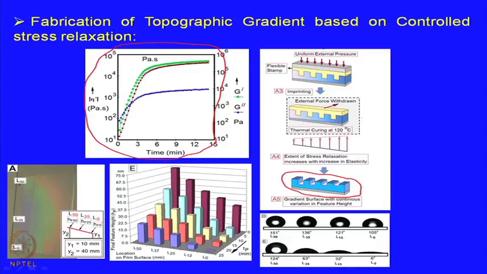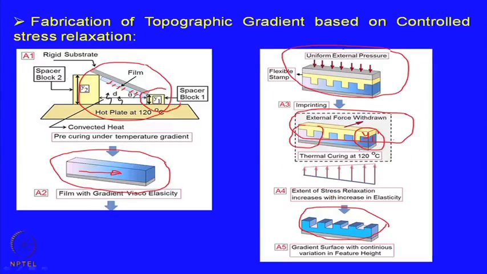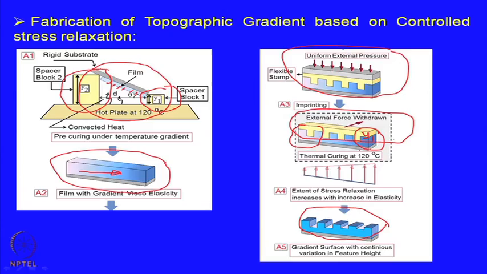Interesting thing is that if you look at the experimental configuration, we had used 2 spacer blocks. The important thing to note is that the steepness of the gradient can be controlled in 2 ways. Firstly, by varying the height of the 2 spacer blocks. So, that is the first approach. You can have 2 different spacer blocks which will result in variation of the steepness of the gradient in the viscoelasticity, and which will eventually transform into the steepness of the gradient of the final structure.